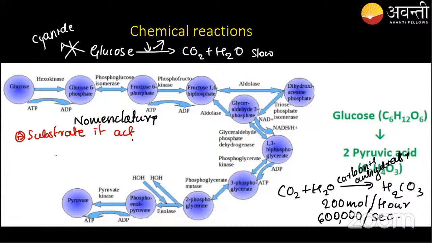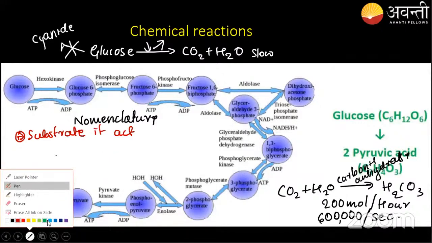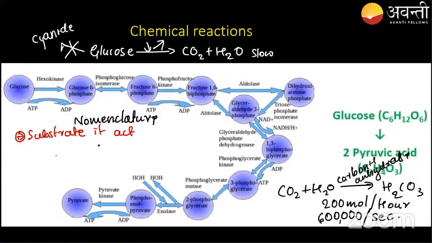I can take a simple example here: fructose 6 phosphate is worked on by phosphofructokinase, which got its name from this substance. Another example: sucrase or maltase. Maltase is an enzyme which acts on maltose. So from the substrate it is getting the name.